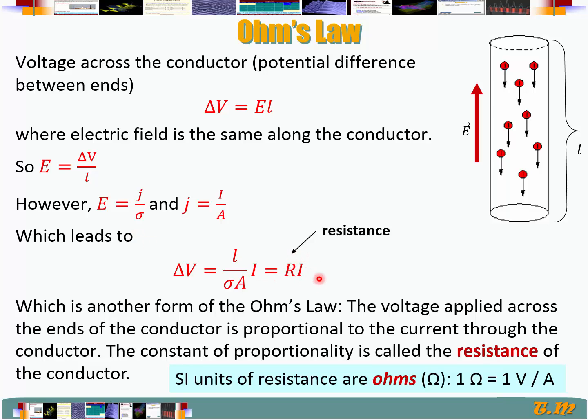Now if we separate the I, L over sigma A is what we call resistance. And that's the expression you are familiar with for Ohm's law. Delta V is equal to R I. The voltage applied across the ends of a conductor is proportional to the current through the conductor. And that constant of proportionality is what we call the resistance of the conductor. The SI unit of resistance, volts per amp, is what we call the ohm. We use the capital omega for that unit.